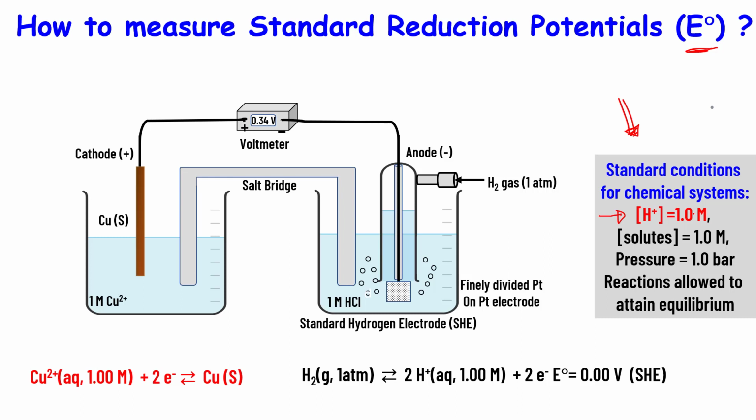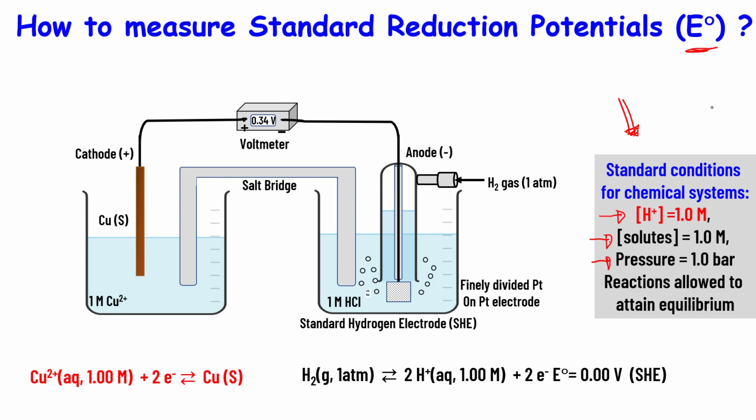Independent of which acid it is, we want to make sure that the hydrogen ion concentration is set at 1 molar. And if we are using any solutes, things like ions, we want to keep their concentration also at 1 molar. And we want to keep the pressure of the reaction at 1 bar. If we keep it at those conditions, then we know that we are under a set of standard conditions. That's the starting point, and then we let the reaction do whatever it does and get to equilibrium.